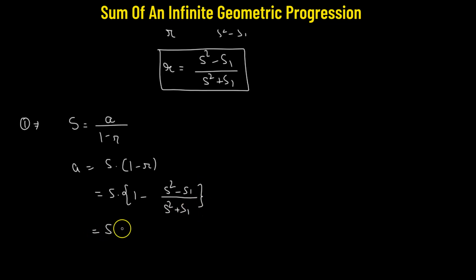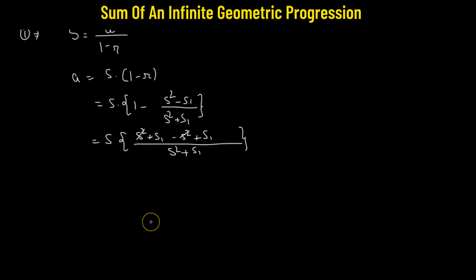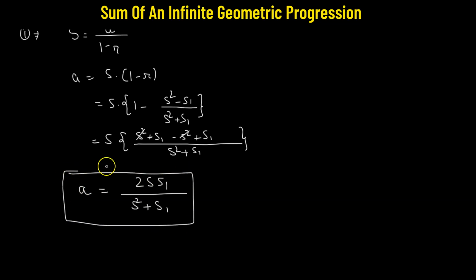So let's perform the calculation. The common denominator will be S squared plus S1. In the numerator we have S squared plus S1 minus S squared plus S1, where S squared and S squared get cancelled. So we have 2 times S1. This gives us 2 times S1 divided by (S squared plus S1). So this is the first term, which is also now proved.